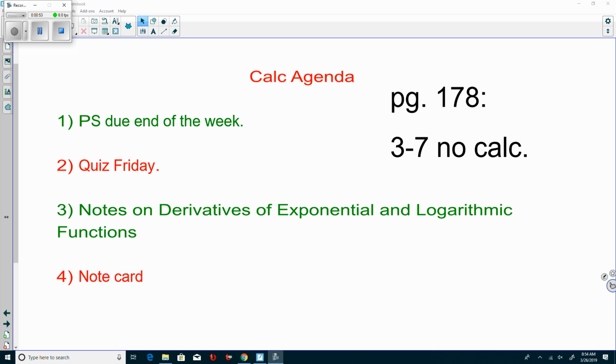The cosine inverse, I haven't decided if I'm going to test you on 3.8 and 3.9 yet. But if I do give you a test on just 3.8 and 3.9, then you can add the trig inverses on the note card as well. Make sense?